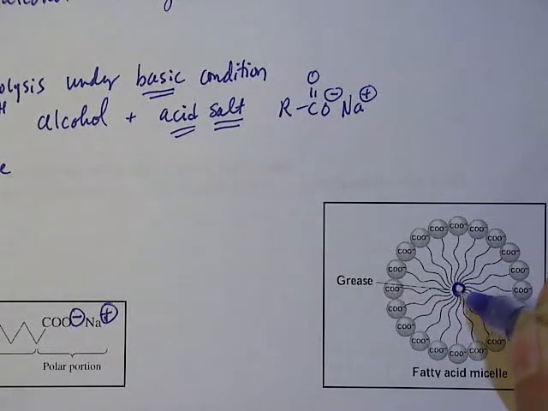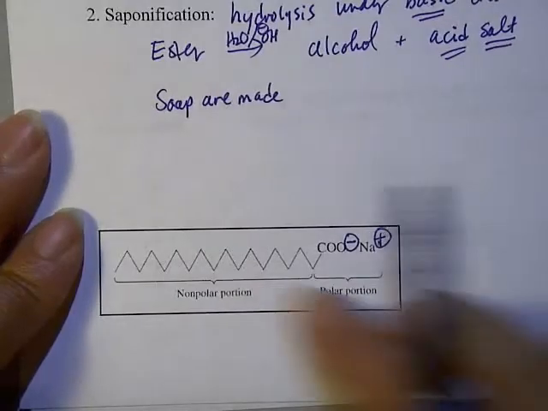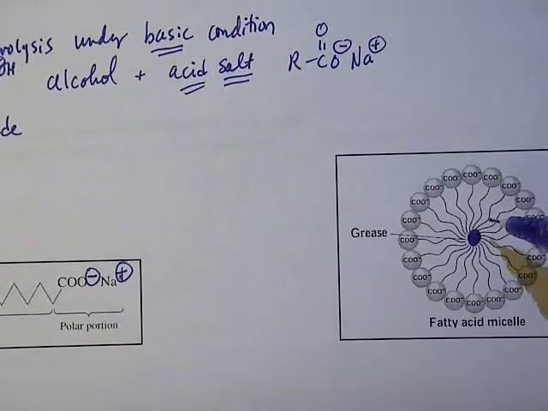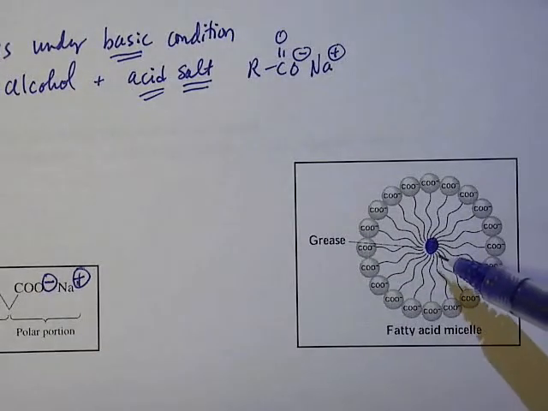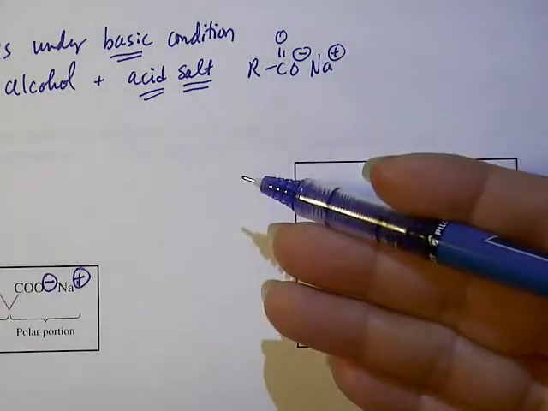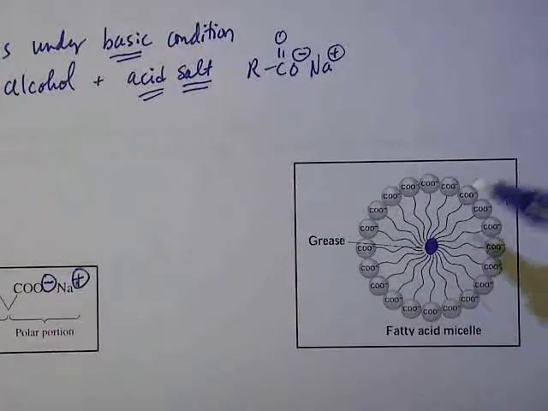And the way it does that is that if you pretend that this in the middle is the grease on your hand, when you put soap on your hand, then all these soap molecules will form a micelle, in which the grease is in the middle. So think of this as a cross section. You're looking at a 3D, like a ball.